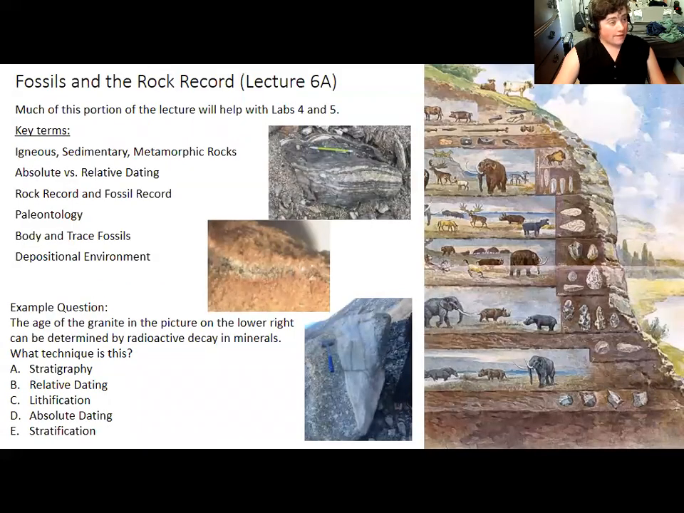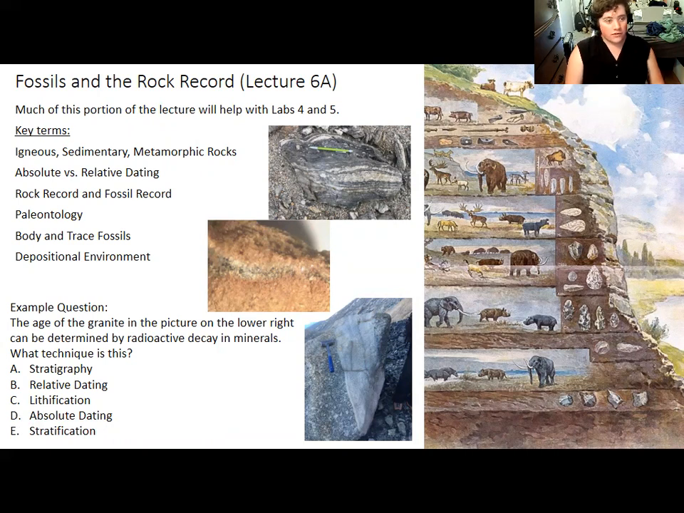Now, as for the first half of lecture 6, this is a list of the key terms from it. We are going to be doing a lab on the rocks of Antarctica, as well as one on the fossils of Antarctica. And lecture 6A especially will be good to review for those labs, because it goes over a little bit the different types of rocks and a little bit about fossils.